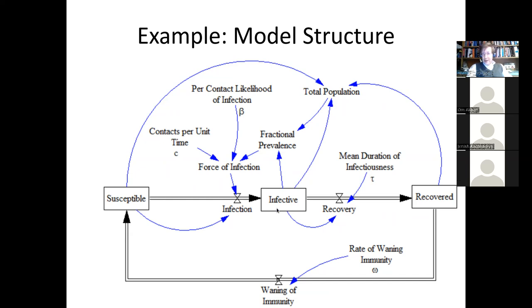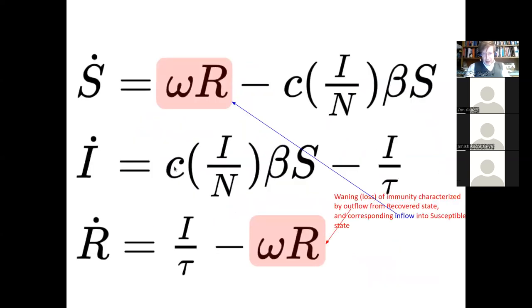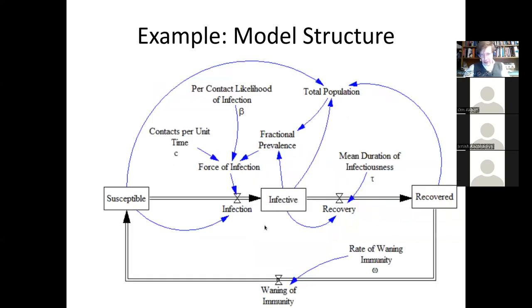When will this stock not be changing? When will it not be changing? If what? You told me many times earlier this session, when will this not be changing? If inflow equals outflow, exactly. At a population level, if the number of people getting infected per day equals the number of people recovering per day, right? If this equals this, this minus this will equal what? If the inflow and the outflow are equal, this minus this will equal zero, right?